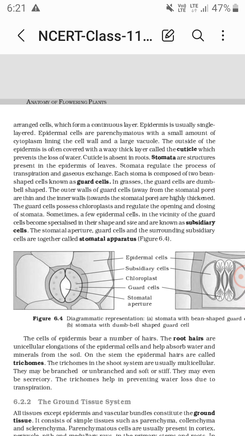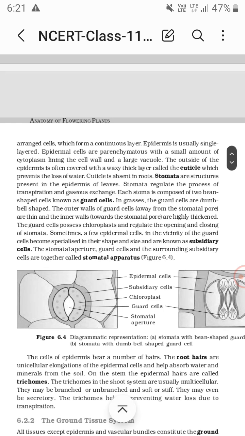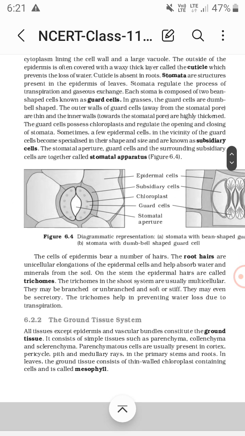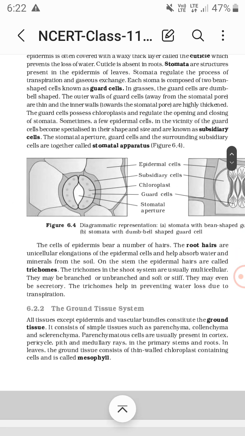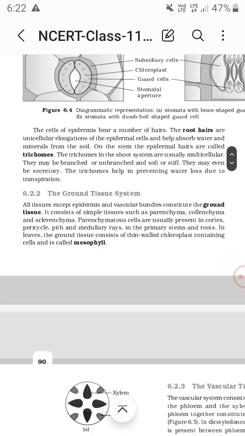Now, guard cells, what are these? First, the cuticle. The outside of the epidermis is often covered with a waxy thick layer called the cuticle, which prevents water loss. The cuticle is absent in roots. Stomata are structures present in the epidermis of leaves. Stomata regulate the processes of transpiration and gaseous exchange. Each stoma is composed of two bean shaped cells known as guard cells, and they are dumbbell shaped in grasses.